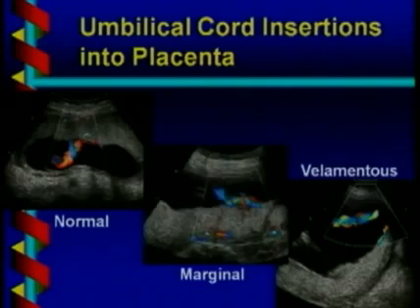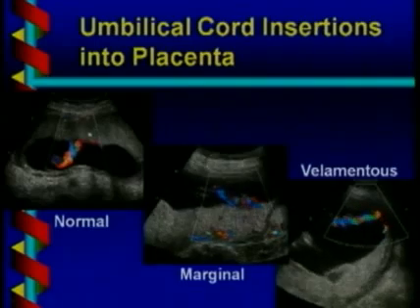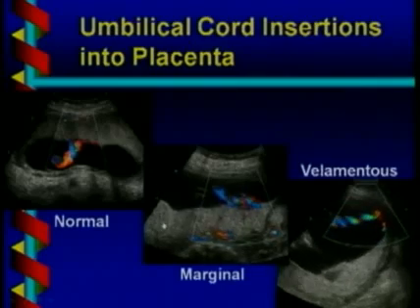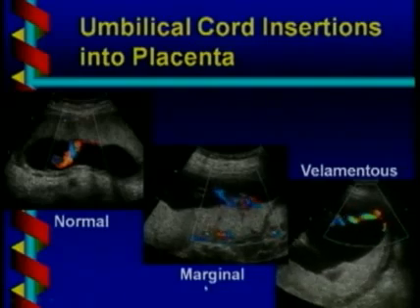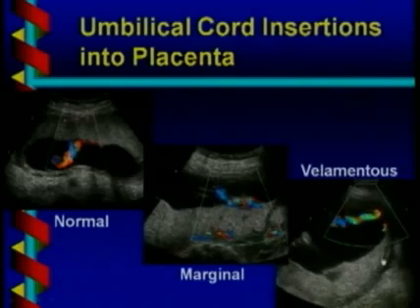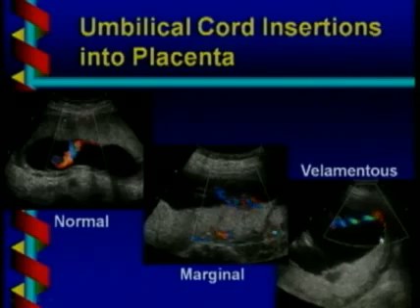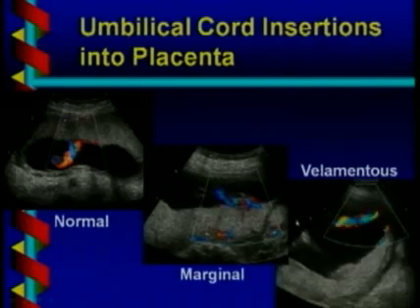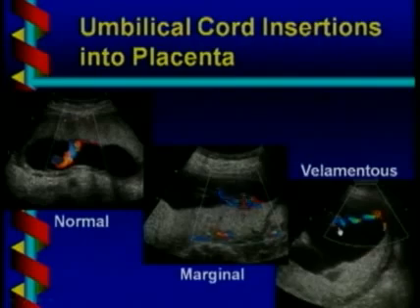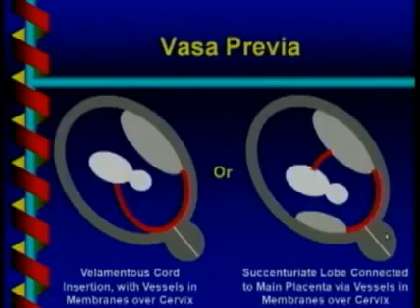And here are examples. This is the normal cord insertion, coming from around the middle of the placenta. Here's the placenta in back, and this is the edge, or the margin of it, and the cord is coming off right at the margin: the marginal cord insertion. And here's a velamentous cord insertion. The cord comes off somewhere around here, but then instead of going right into the amniotic fluid, it travels under the membranes, and only later does it come into the amniotic fluid. This part is at risk for rupture or compression.